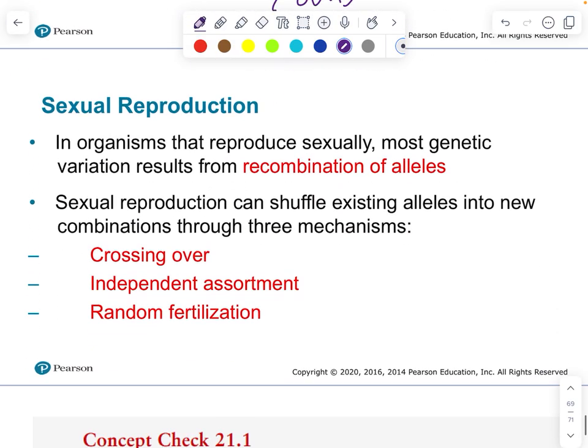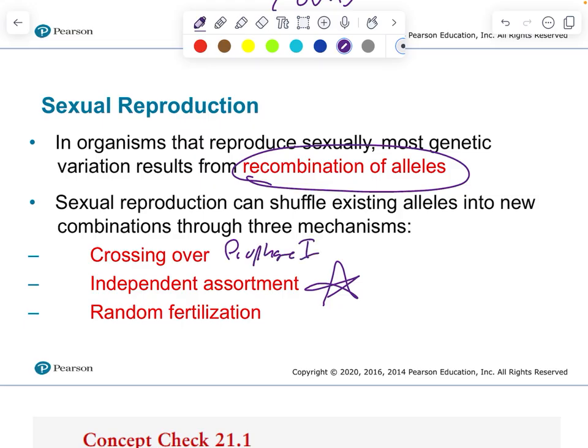And so sexual reproduction, this is super important, right? Recombination of alleles, creating new combinations. Crossing over happens when? Prophase 1. Random assortment, metaphase 1. Fertilization, egg plus sperm.